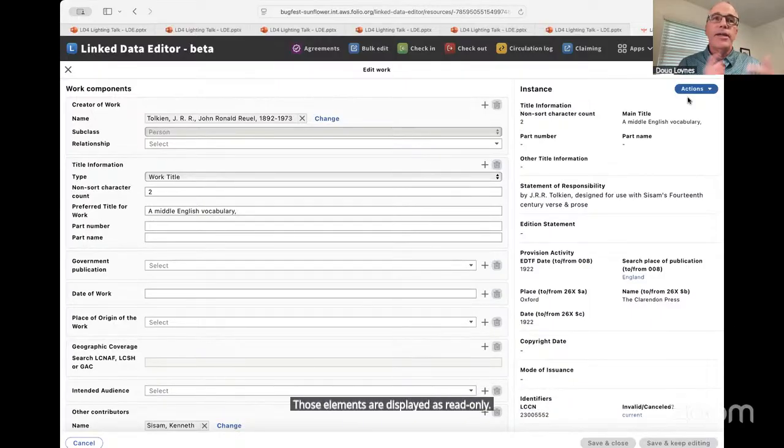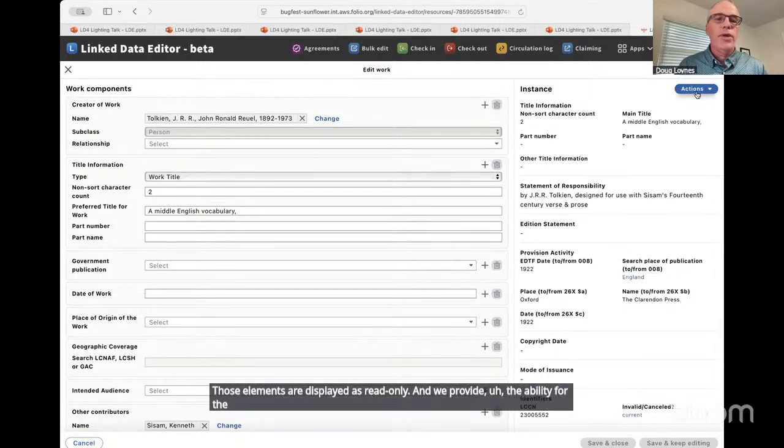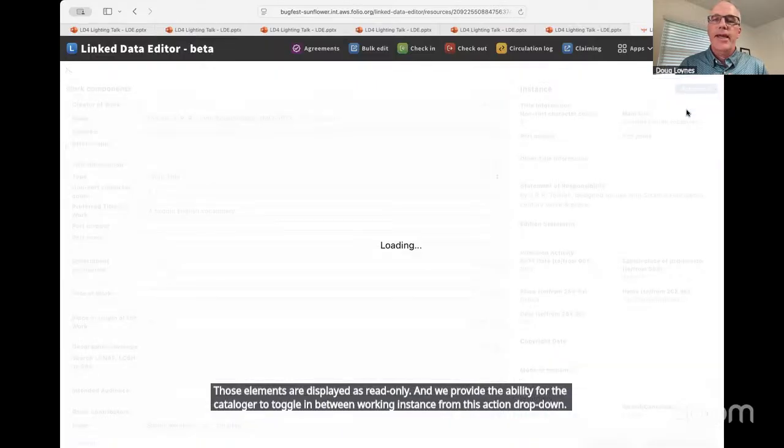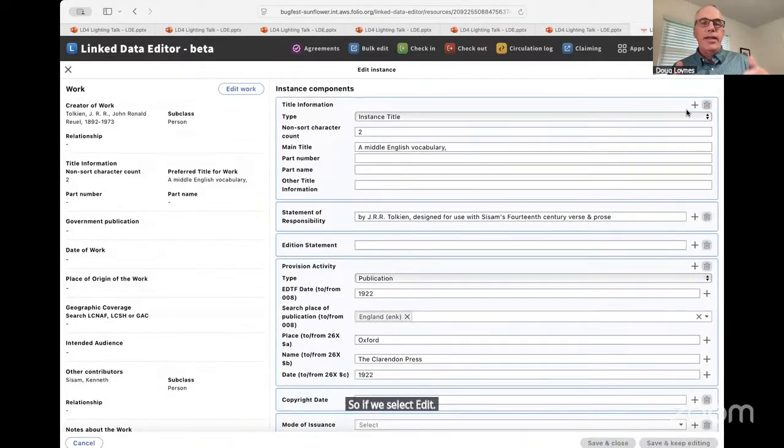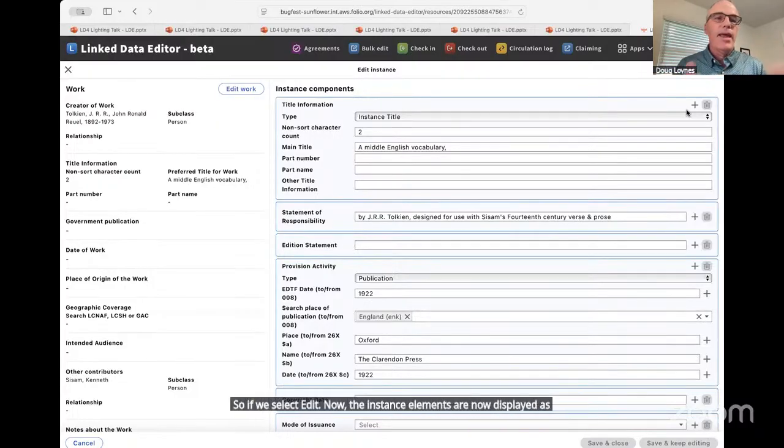And we provide the ability for the cataloger to toggle in between work and instance from this action dropdown. So if we select edit, now the instance elements are displayed as editable, and on the work side, those elements are displayed as read-only.